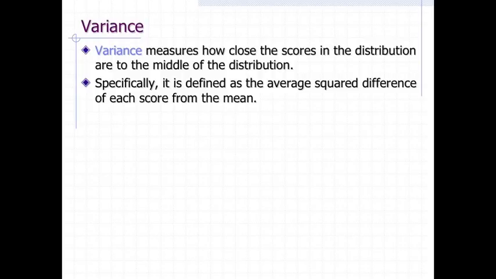Variability can also be defined in terms of how close the scores in the distribution are to the middle of the distribution. Using the mean as the measure of the middle of the distribution, the variance is defined as the average squared difference of the scores from the mean.